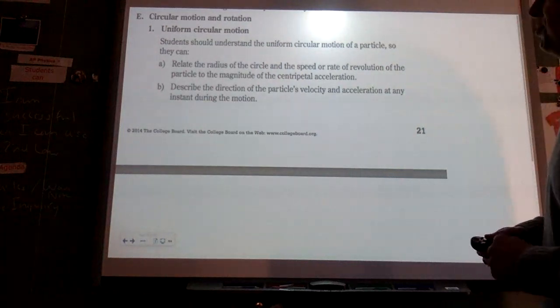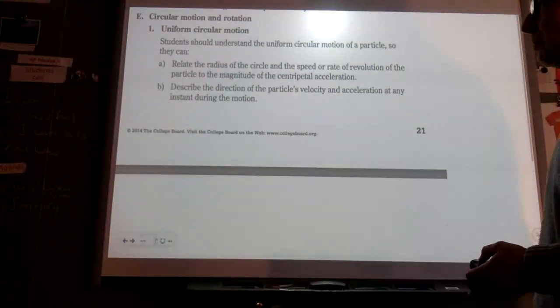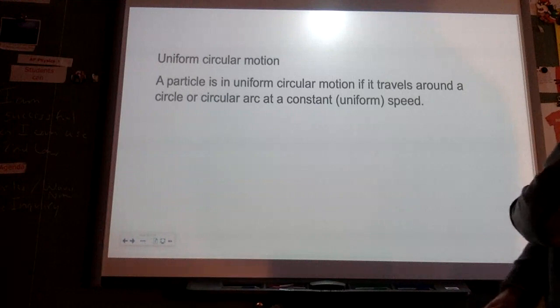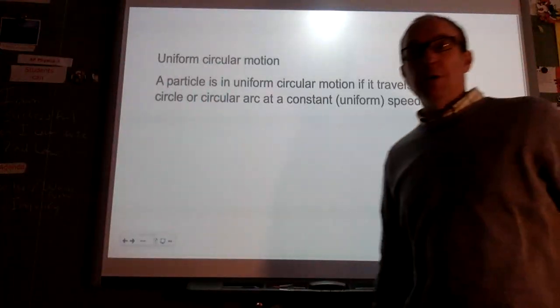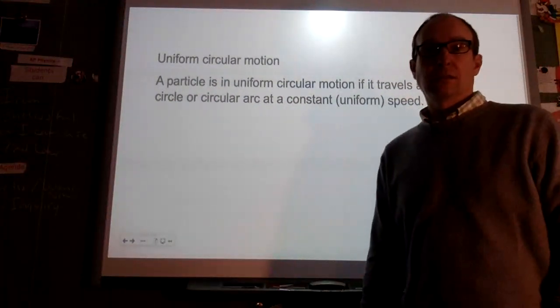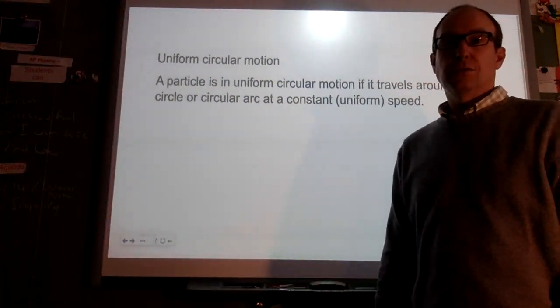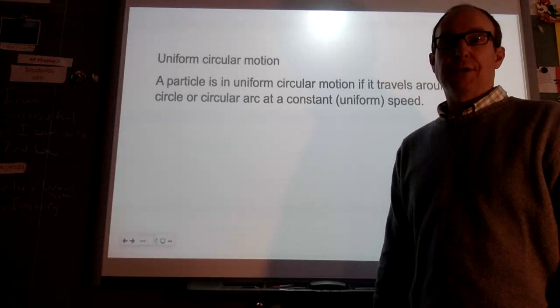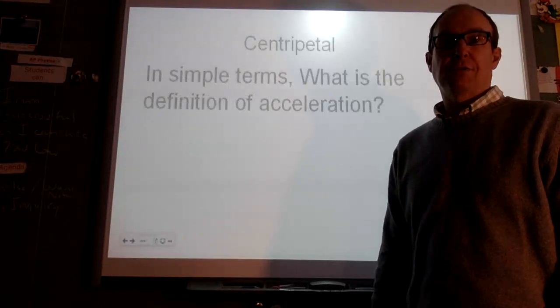So uniform circular motion, let's go over some of this stuff. Something is in uniform circular motion if it is moving at a constant speed. So only its direction is changing. So that would be special circular motion.